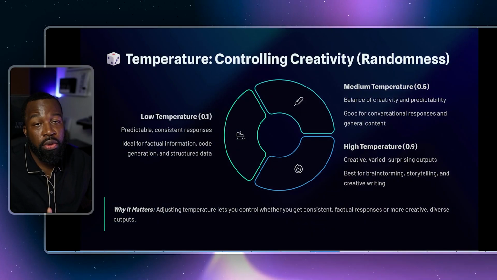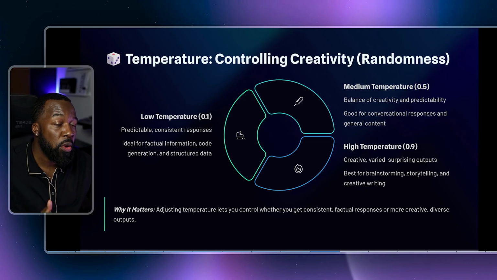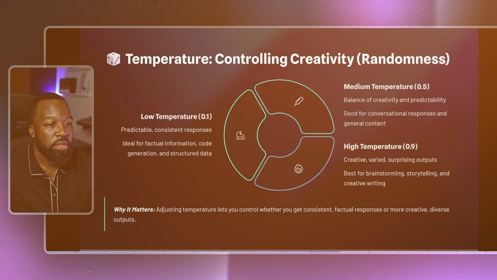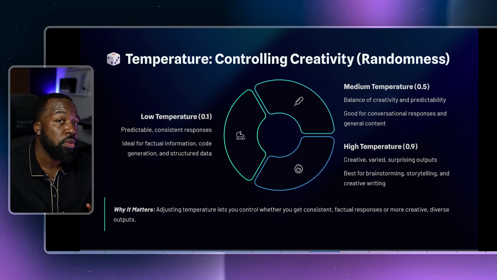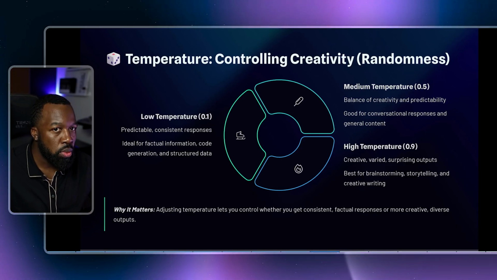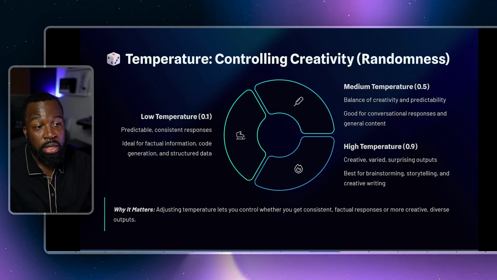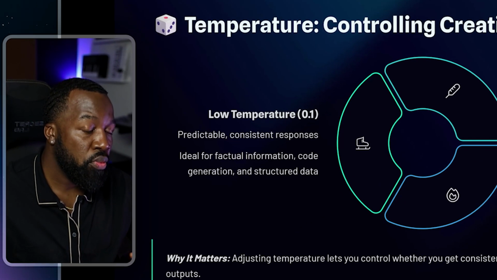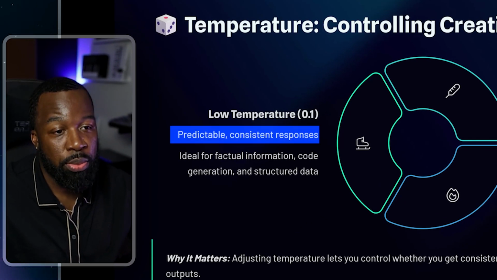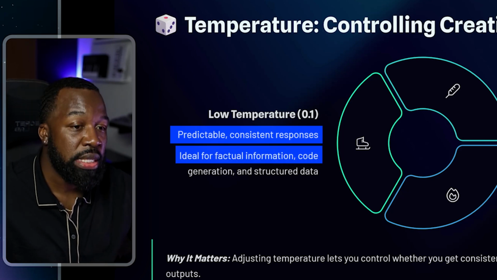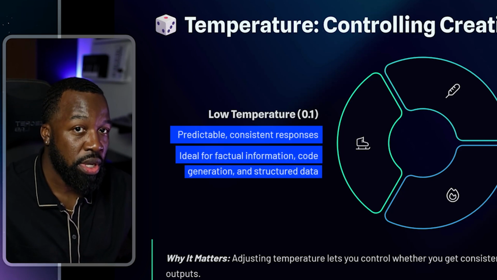This is going to be how you control the amount of creativity or the amount of randomness that the LLM uses in its responses. So temperature values typically range from 0 to 1 for text completions and from 0 to 2 for image generation. So for text completion, a temperature of 0.1 is going to be really low, and that's going to give you a predictable and consistent response. It's going to be ideal for factual information, for code generation, and structured data.